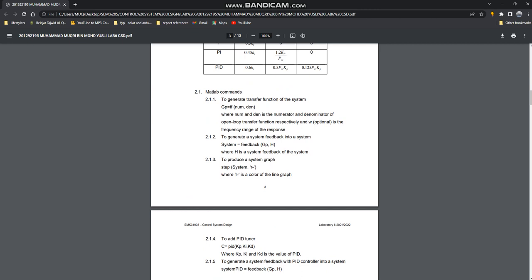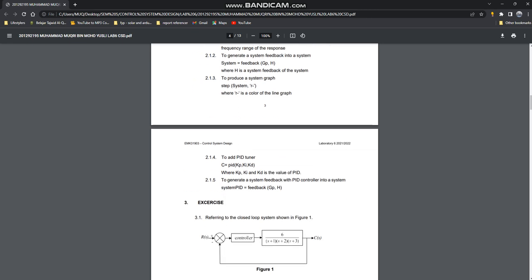The second command is, if students want to generate the feedback system, they need to use this: system equals feedback(GP, H), where H is the feedback of the system. Then the third command is, if we want to produce the system graph, we use step(system, 'r-'). What is 'r-'? It is the color of the line in the graph.